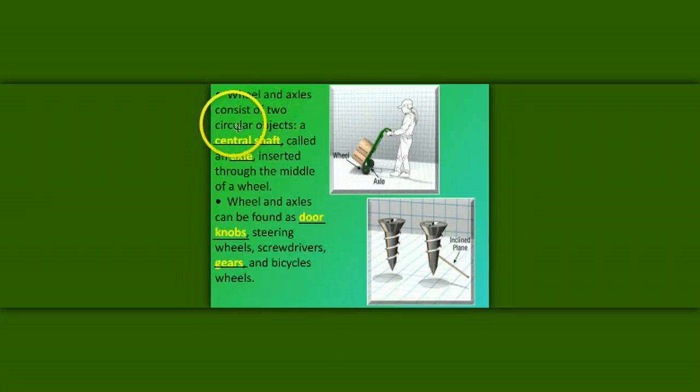Wheel and axles consist of two circular objects, a central shaft called an axle, inserted through the middle of a wheel. Wheel and axles can be found as doorknobs, steering wheels, screwdrivers, gears, and bicycle wheels. And here is the inclined plane wrapped around a screw. An inclined plane wrapped around a cylinder makes a screw. So this screw is created by wrapping a little metal inclined plane around a cylinder.